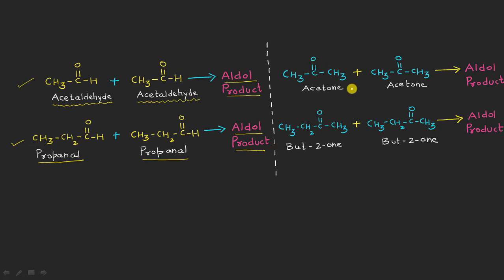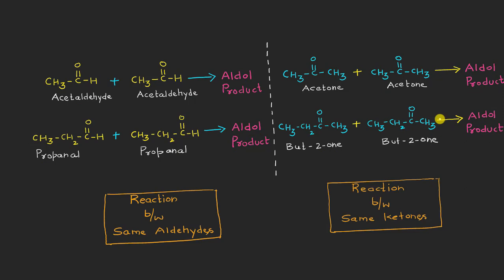Likewise, in the case of ketones, for example, acetone with acetone, or butan-2-one with a molecule of butan-2-one, these are also giving the aldol type of products. This means when the same type of aldehydes or ketones are reacting with each other, this corresponds to the aldol type of condensation reaction.